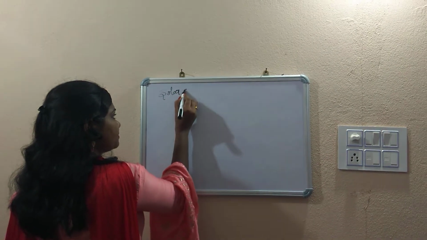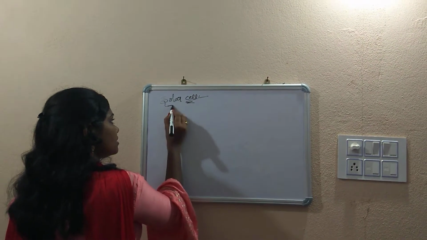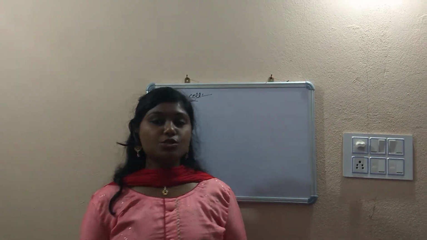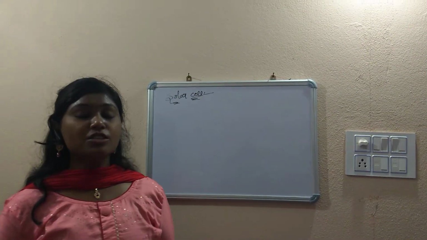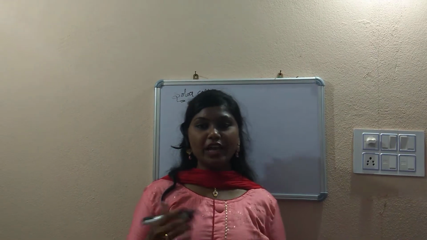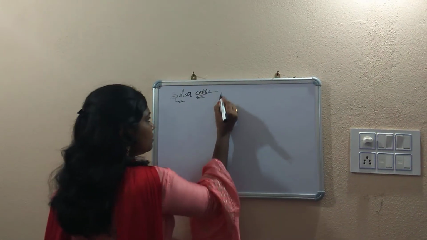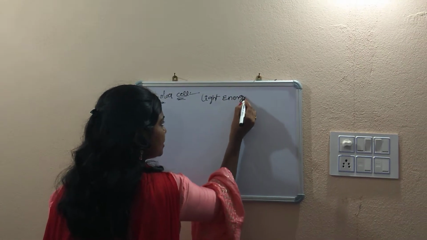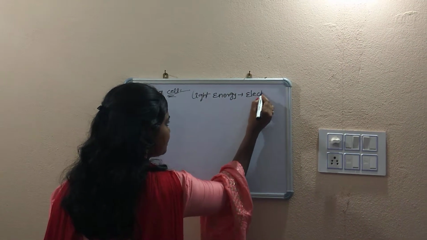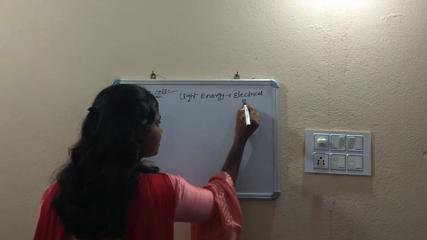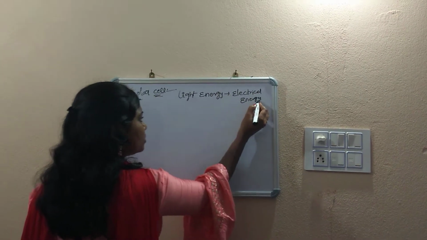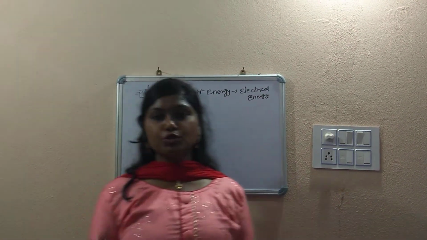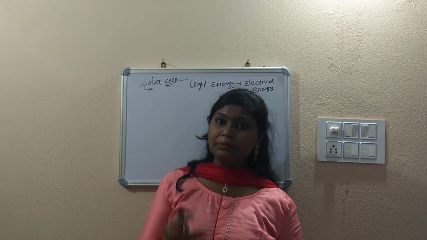Solar cell. My name is Chandrika. I will discuss the solar cell. A solar cell is a PN junction diode which converts light energy into electrical energy without noise or pollution. So the solar cell is nothing but a PN junction diode.